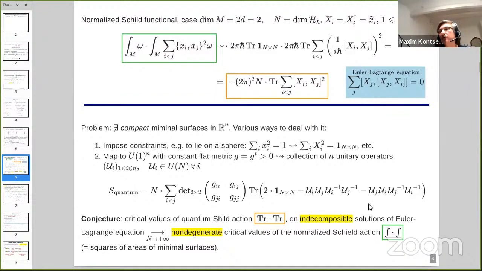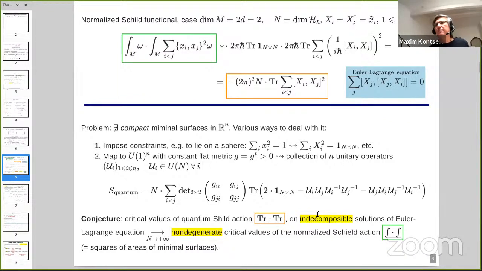Yeah, so it's again kind of an ad hoc formula. Maybe there are better ways to do it. And one can make a kind of analytic conjecture, and there is very much freedom in this conjecture, like when you put constraints, so you replace in the second case by something similar. The conjecture is that when you take critical values of the quantum Schild action, which is a product of traces, each one is a dimension, on solutions of the Euler-Lagrange equation which are indecomposable.